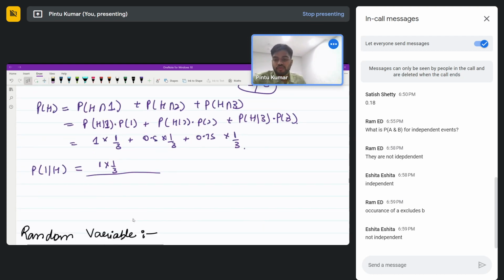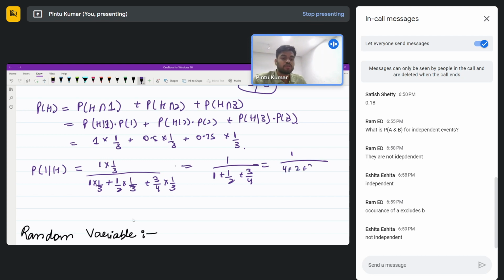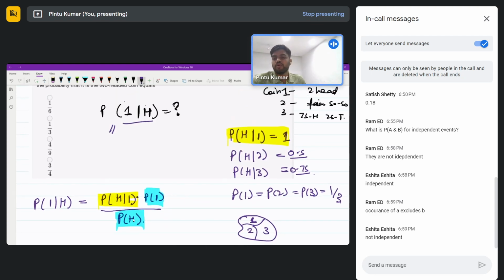Okay, so this is 1 into 1 by 3 plus half into 1 by 3. 0.75 is 3 by 4, right? So this is 3 by 4 into 1 by 3. So we have a lot of 1 by 3s here. We can take it common and cancel it out. So we'll be left with 1 by 2 plus 3 by 4. This is nothing but, so we take 4 plus 2 plus 3 by 4. This is 4 by 9, right? I think this should be the answer. Yeah, we have an option of 4 by 9, and that is the correct answer.